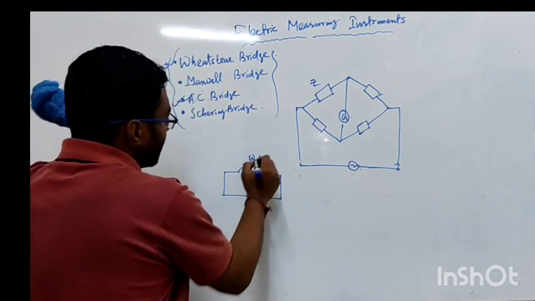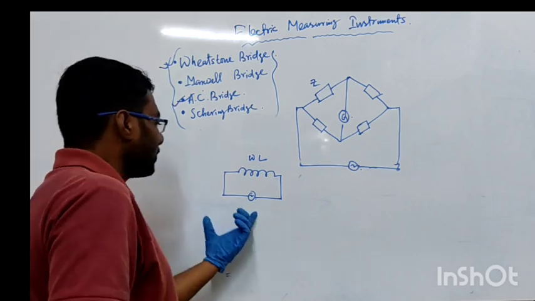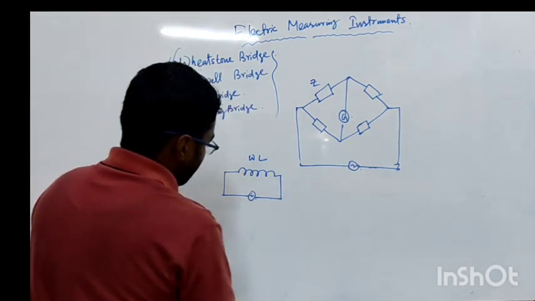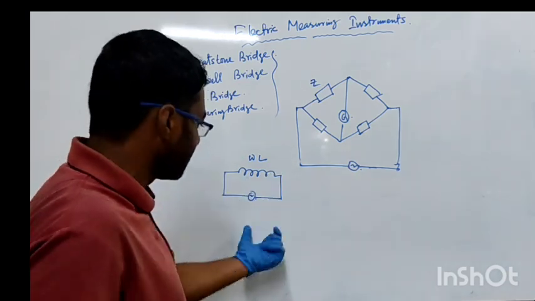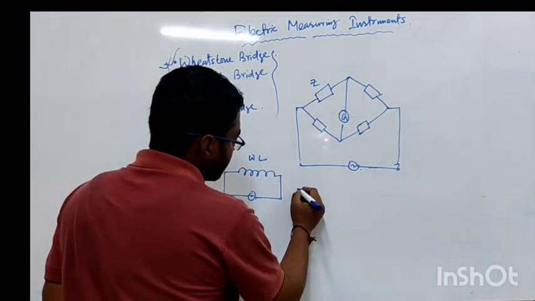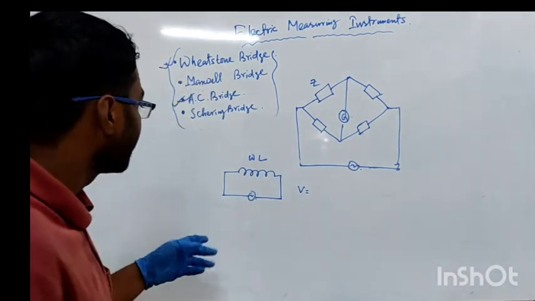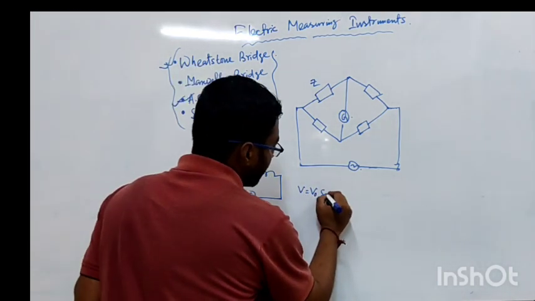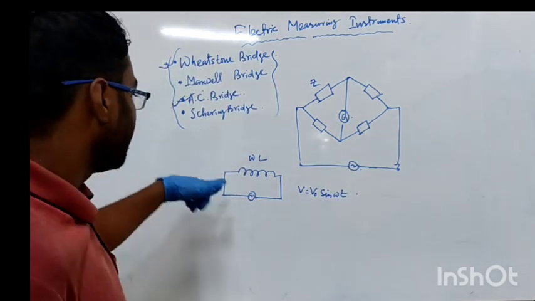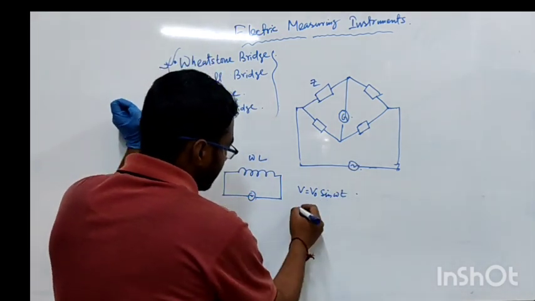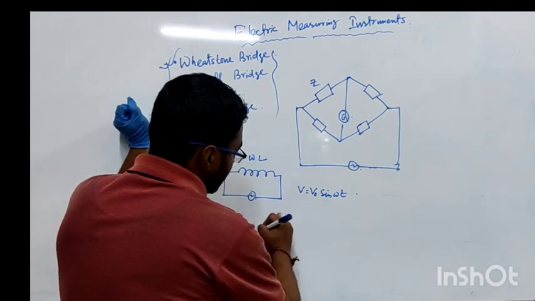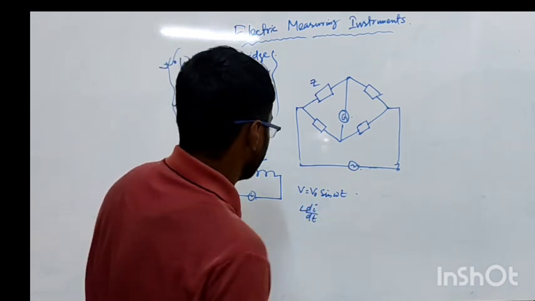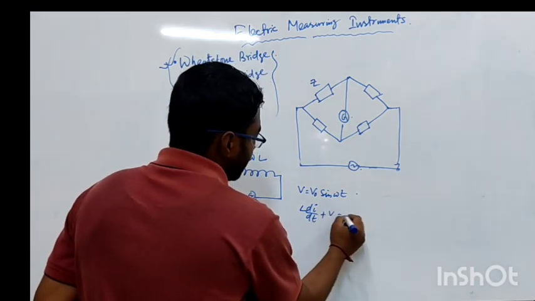That means the impedance of the inductor is omega L. So what will be the equation of the circuit? If the voltage V supplied on the circuit is V equals V0 sin omega t, then we can show that L di/dt plus V will be equal to 0.